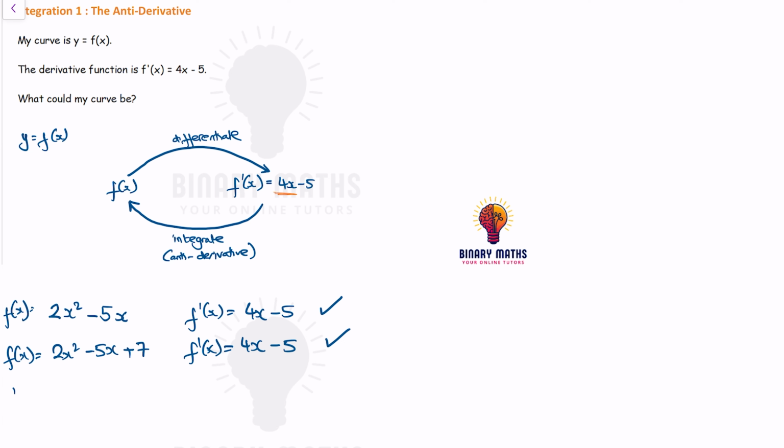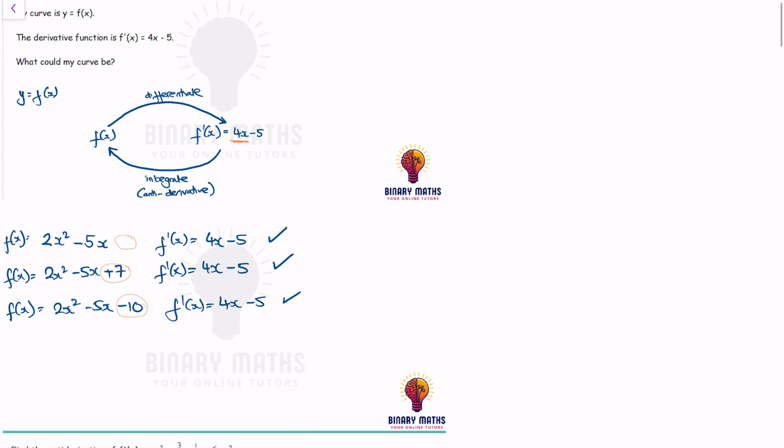Even if I differentiate 2x squared minus 5x take away 10, I still get 4x minus 5, because the minus 10 differentiates to nothing. So what I can notice is no matter what I have as a constant, plus 0, plus 7, minus 10, they all differentiate to give me 4x minus 5. So there's always a constant. You can always add a constant and it won't change my f dash of x.